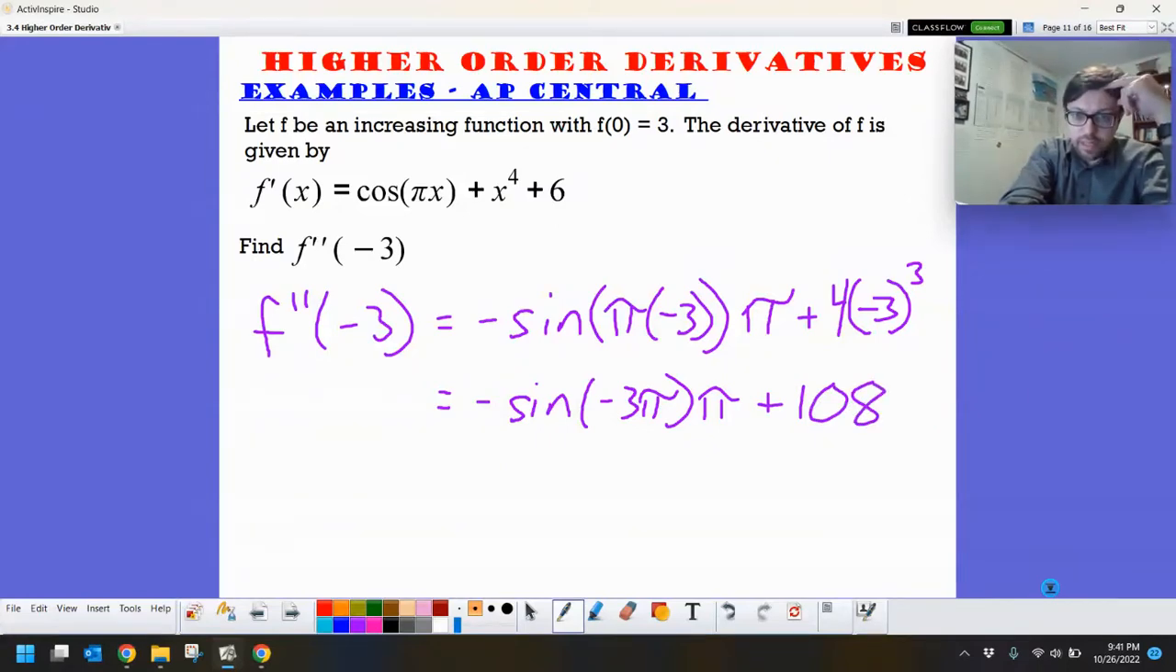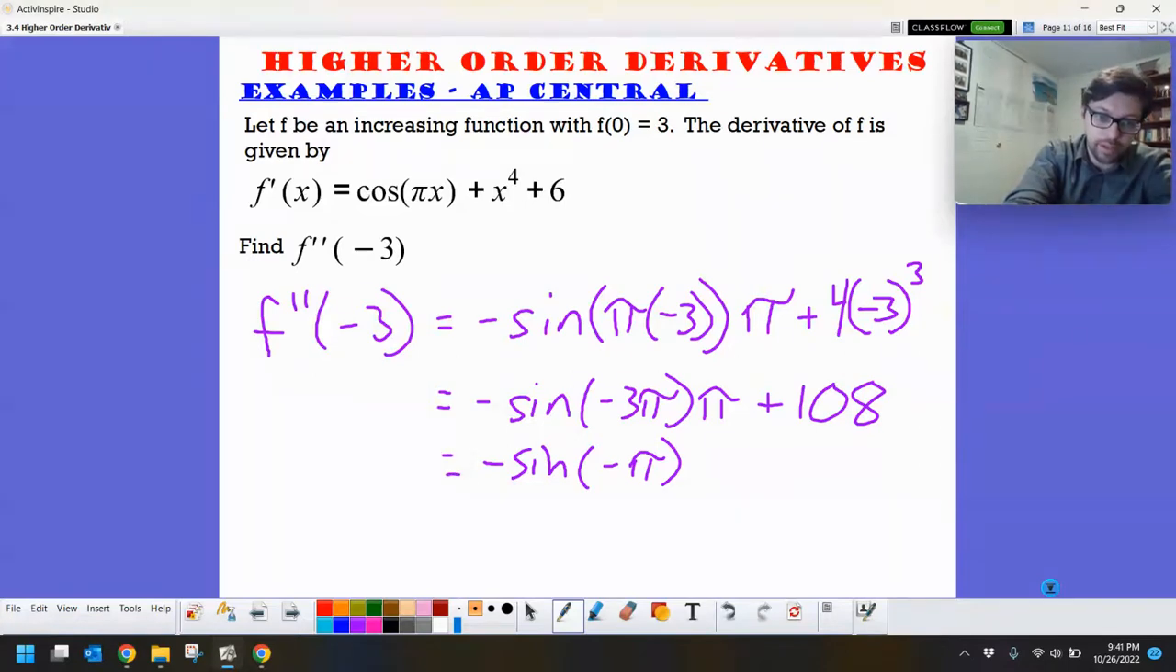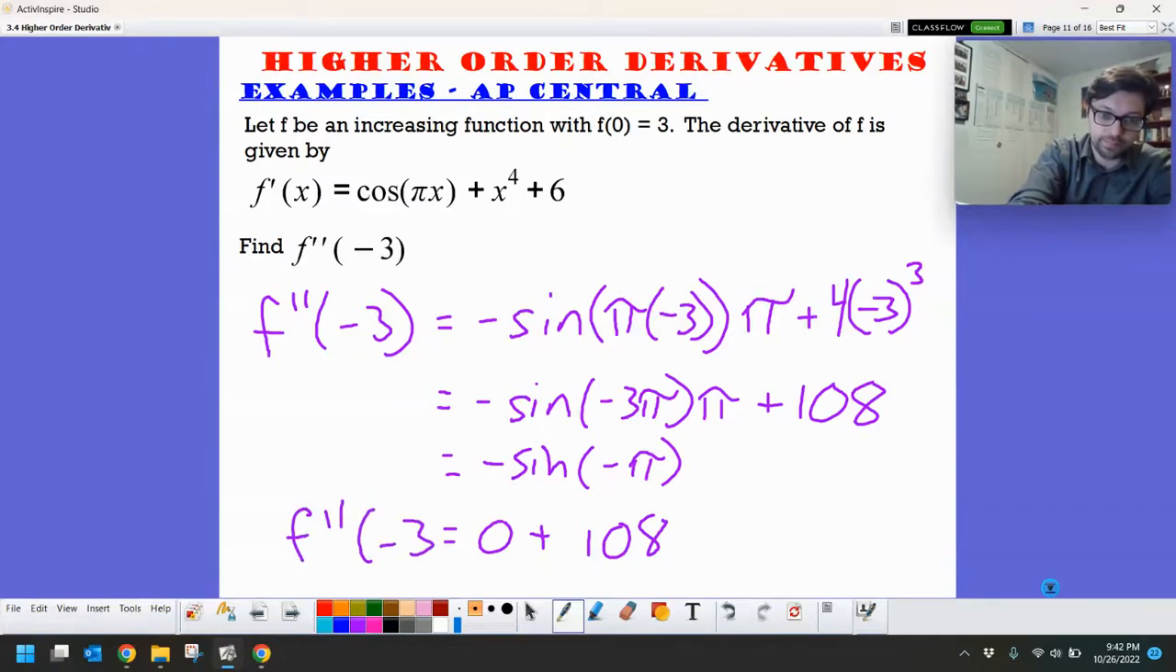And then the sine of -3 pi. Well, that is a coterminal angle. Do you remember coterminal angles? Sine of -3 pi is the same as the sine of negative pi, which is the same as the sine of pi, which is another coterminal angle of that. And so at that point, sine is 0. Oh, all that work just to get a 0? So that is 0 plus 108. So f double prime of -3 is just 108.